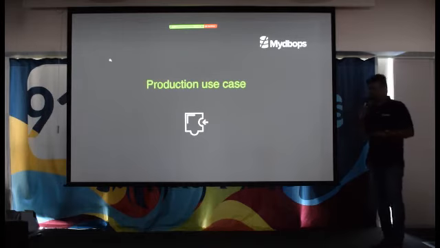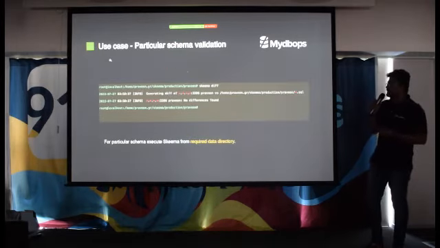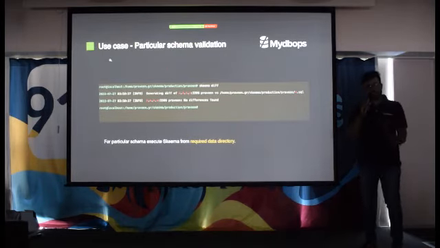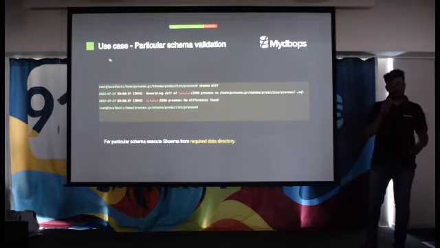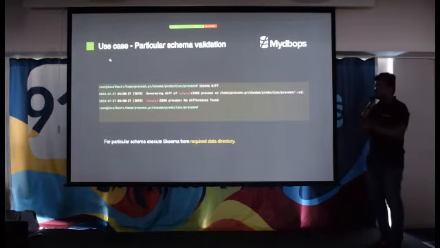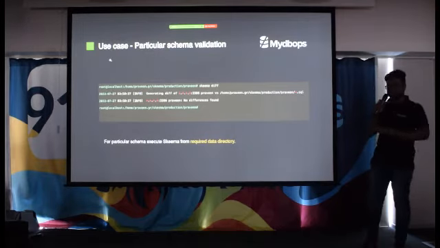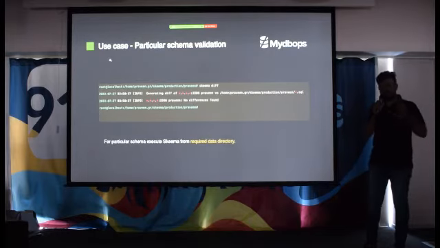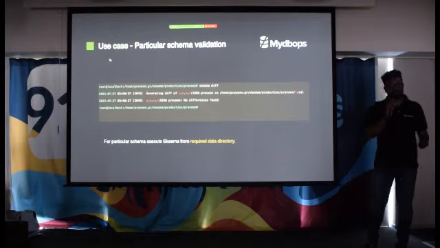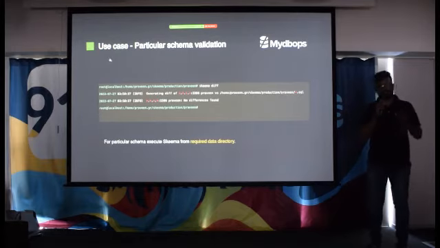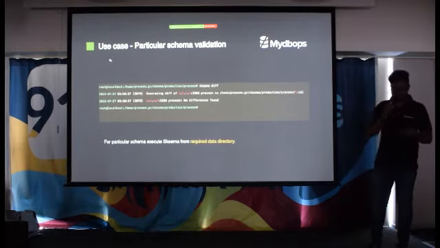The production use cases. If we need validation only for a particular schema, not for the entire server, we need to go inside the database and run the schema diff. That is the only thing we need to do. If we need the difference only for the particular schema, go inside the database directory and run the schema command, because it is referring only to that metadata and considering the particular schema, and it's getting validated.